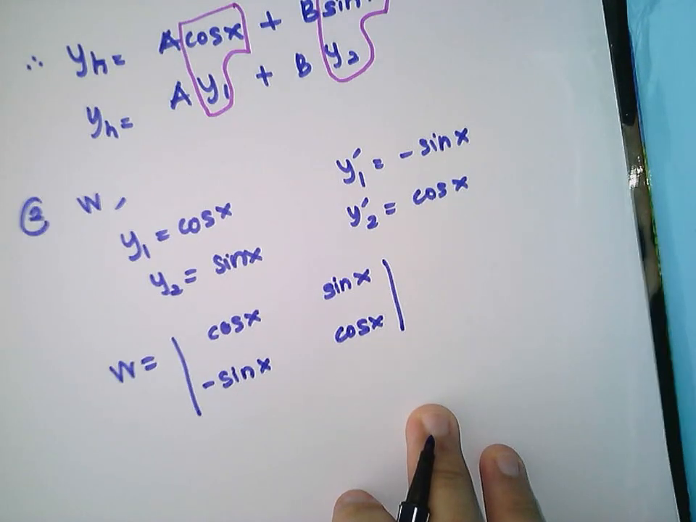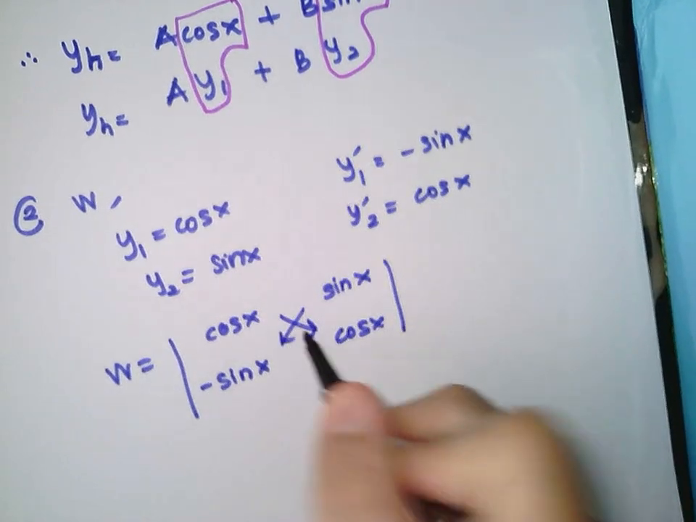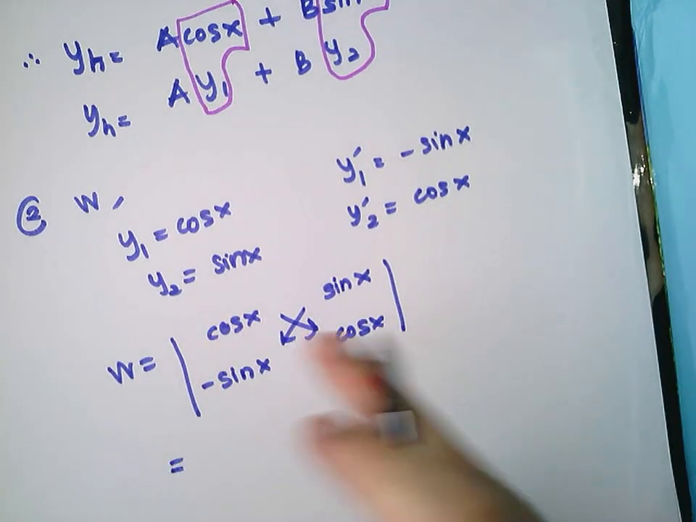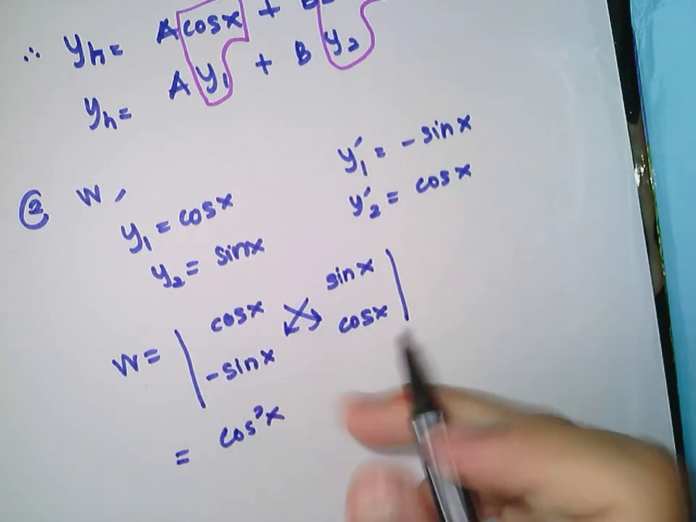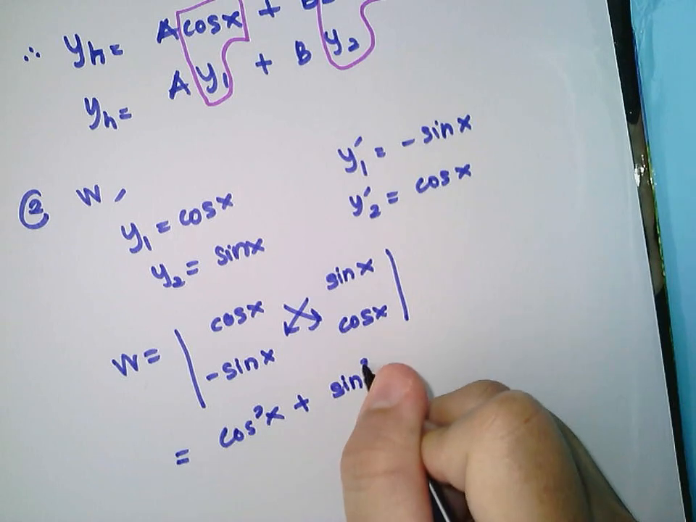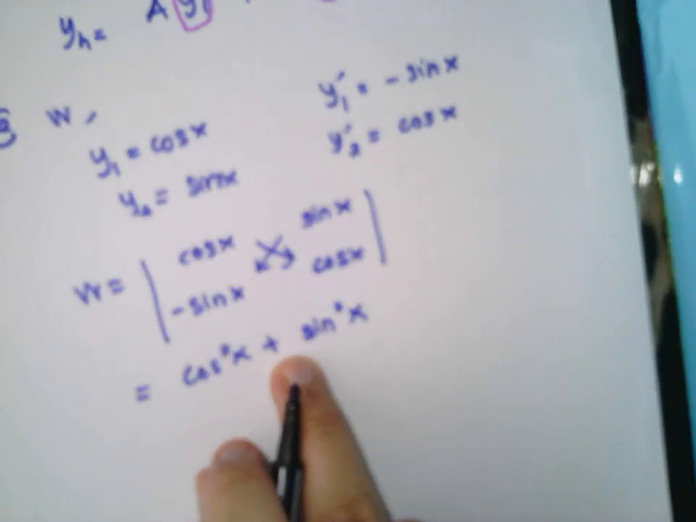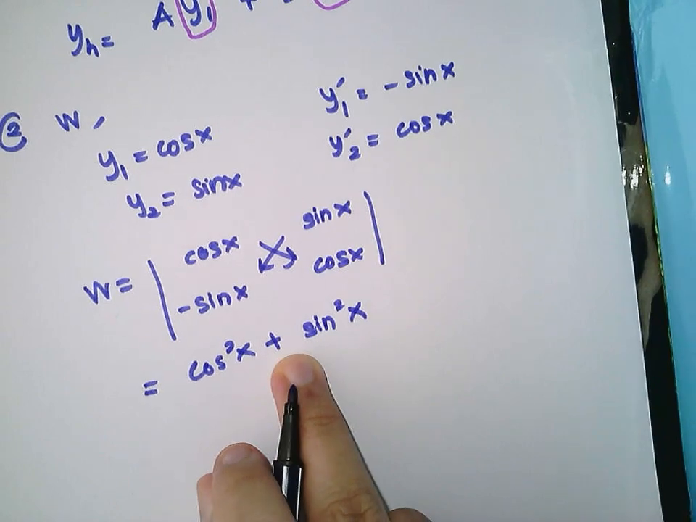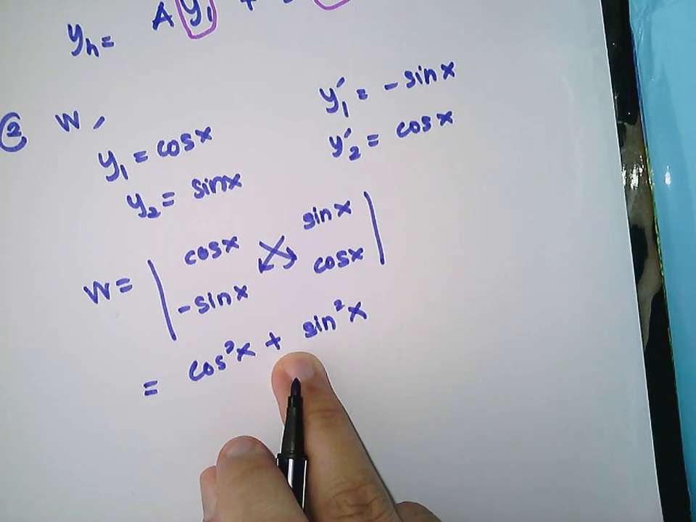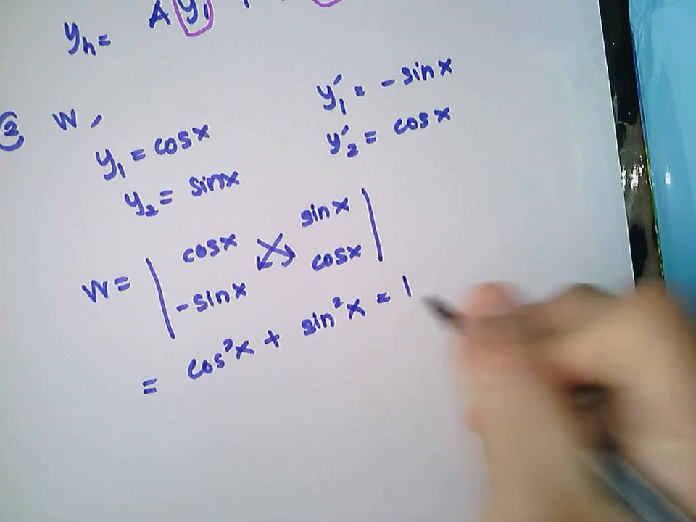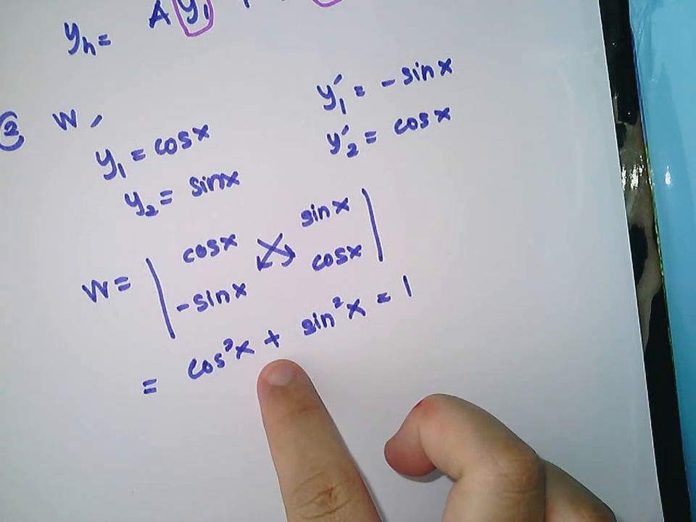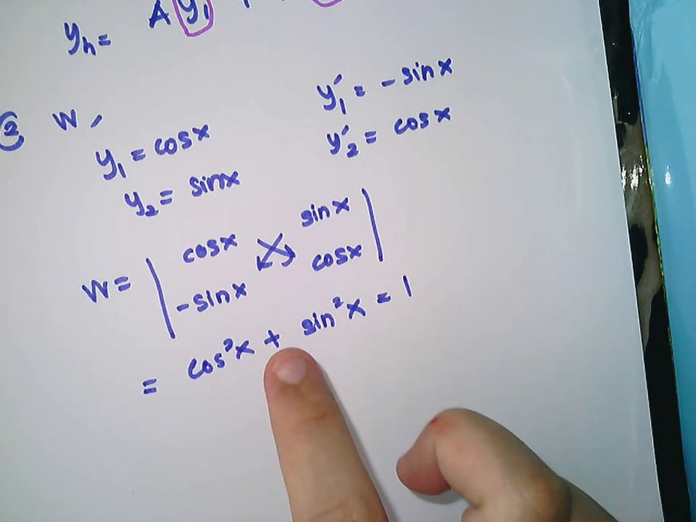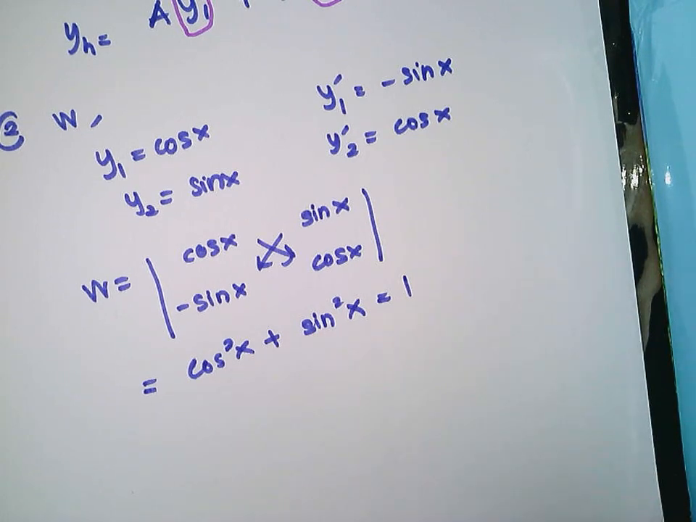Simply use this one, so cos times cos will give you cos squared x, minus minus plus sin squared x. This one you can simplify by using the trigonometric identity: cos squared plus sin squared is equals to 1. So therefore your w is equals to 1. Don't worry about the trigonometric identity, it will be given to you, so you don't have to memorize.